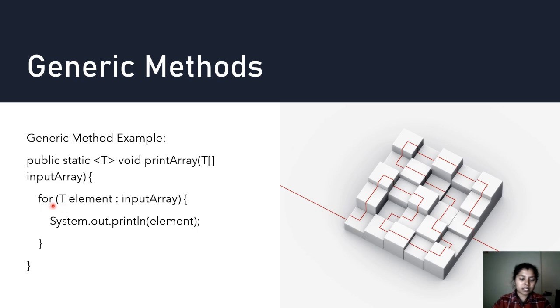A for loop is created here. T element, T specifies the data type. Element is the variable used for the loop, in inputArray. System.out.println specifies all the elements in the input array.